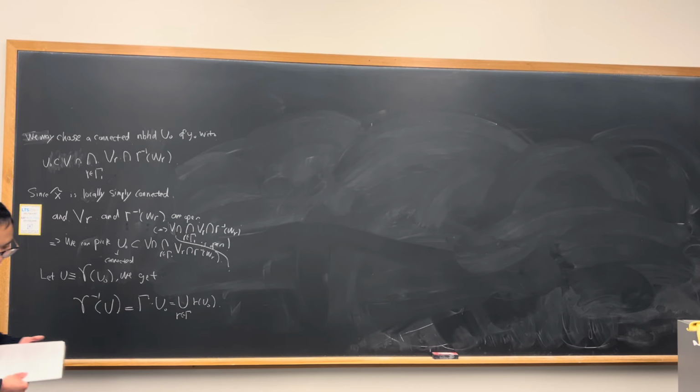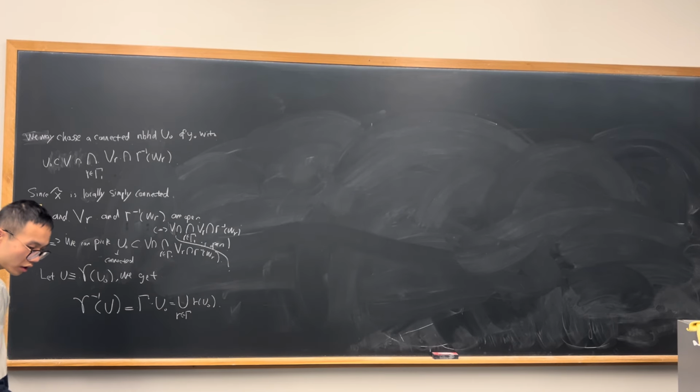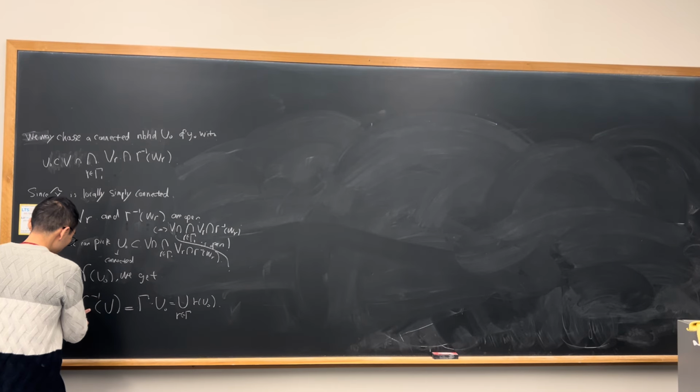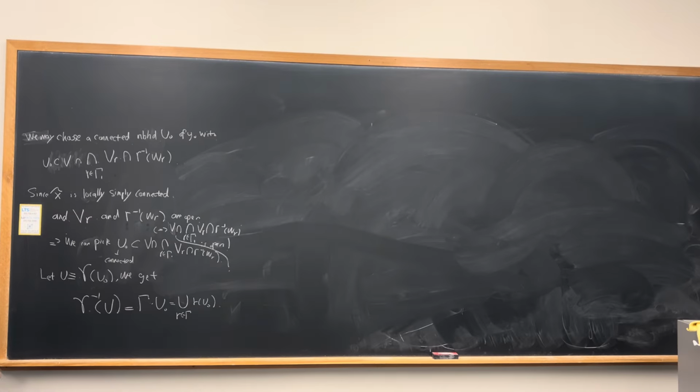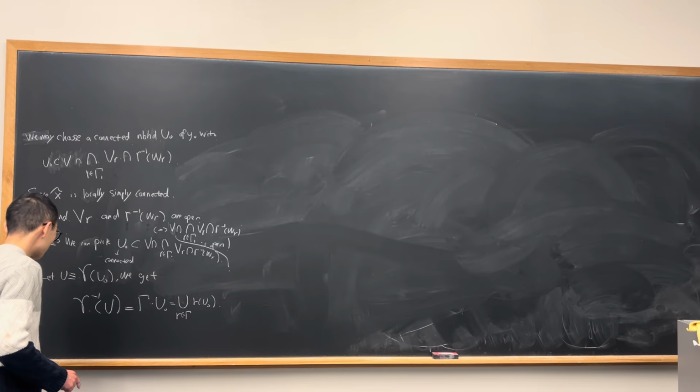Okay, so let's see the first inclusion. I think this is true by... okay, so let's show this. So why do you have this gamma inverse of U?